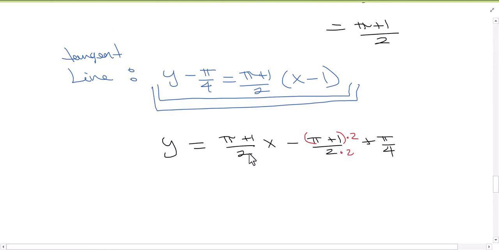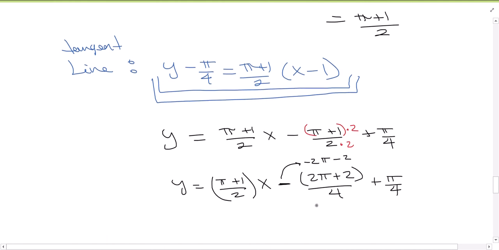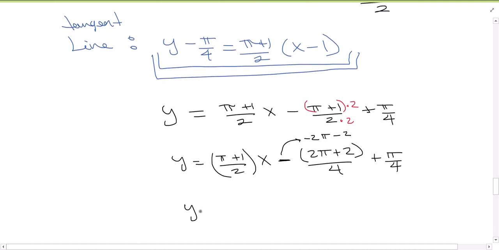Those are the only ones that are like terms, right? Because this has an x in it. So it will be y equals my slope, (pi plus 1) over 2. If you want to put parentheses there, you can. x minus, what is that? (2 pi plus 2) over 4 plus pi over 4. I put this in parentheses because this has a minus out front. So I want to make sure that I don't just say, oh, 2 pi plus pi is 3 pi, because this has a minus. So it's really minus 2 pi minus 2. And then you're adding that pi. So minus 2 pi plus pi is really just negative 1 pi.